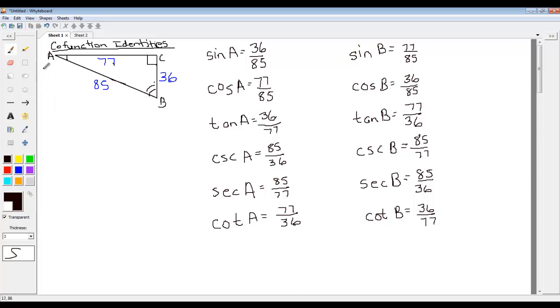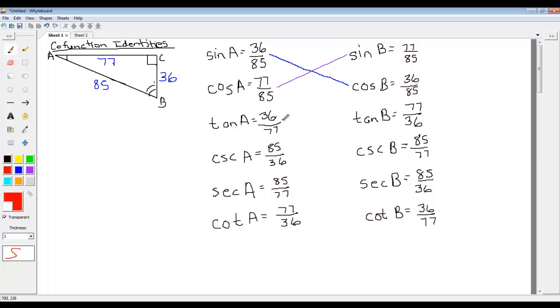Now if you need another minute to try to notice something, by all means pause right now. But I'm going to go ahead and point out what I'm hoping you're noticing. So if you haven't noticed it yet, pause. If you have, keep listening. But you might notice that the sine of A is the same value as cosine of B. You might notice that the cosine of A is the same value as sine of B.